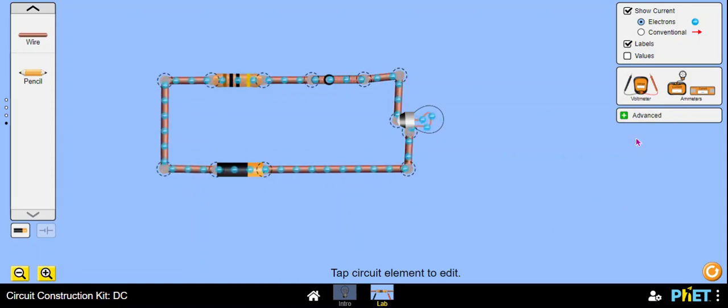One final thing: what you're seeing is the flow of electrons in the circuit. But the flow of conventional current is in the opposite direction to the flow of electrons. Now let me show you that. You see, it's actually in the opposite direction. So let's quickly show you that. Okay, we'll get to the next simulation.